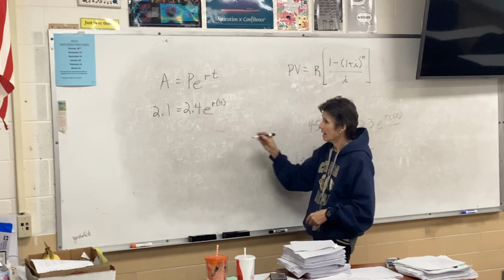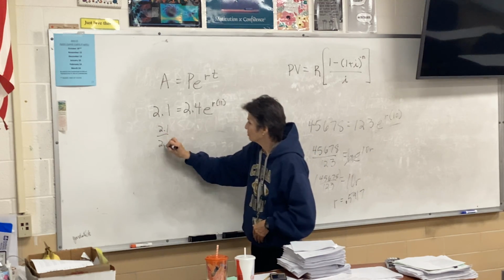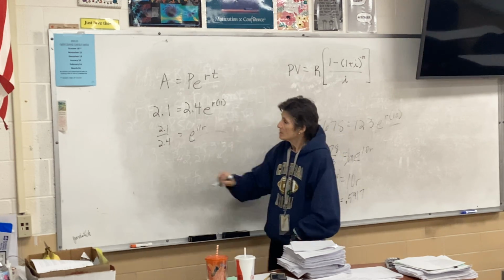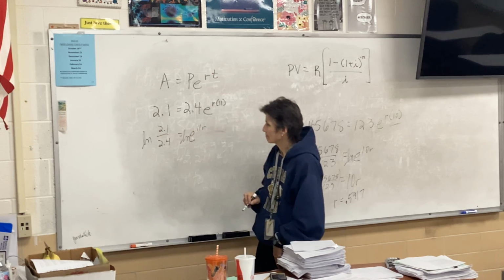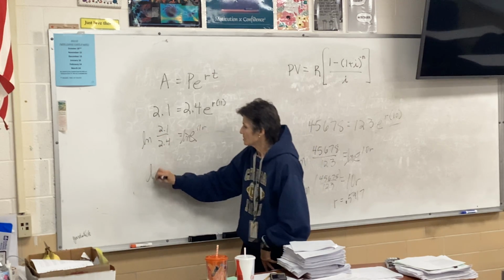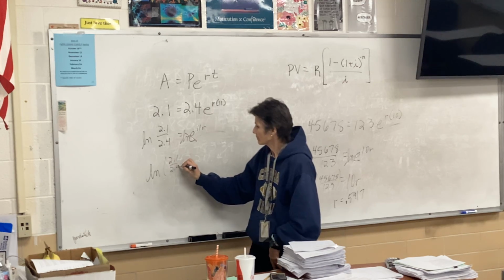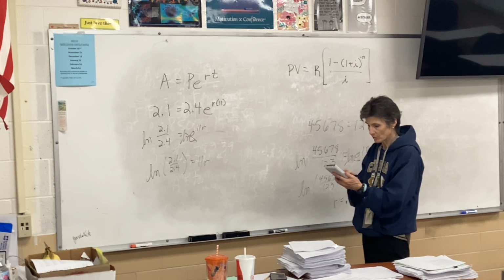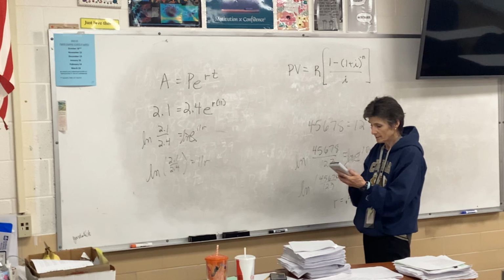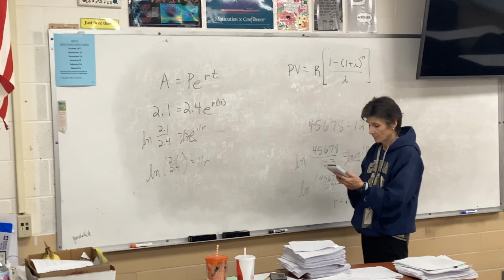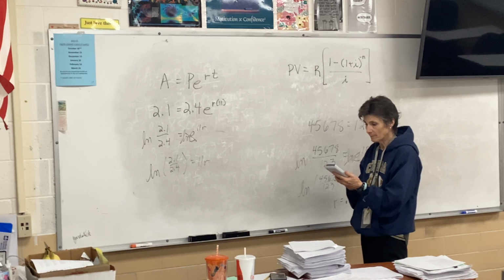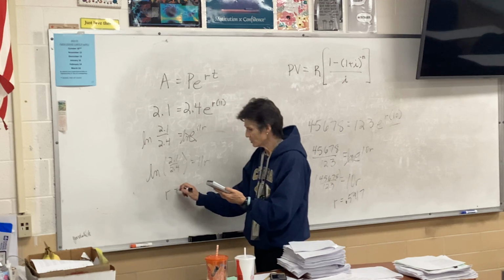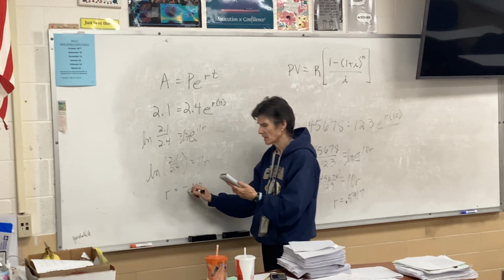Well, this one's just like that one, so I'm going to have 2.1 divided by 2.4 equals e to the 11r. So I'll ln both sides. So ln of that fraction equals 11r, so I'll just divide by 11, and that'll give me my r value. So ln 2.1 divided by 2.4, and then divide that by 11. Did you get an R value that's negative 0.012 something?